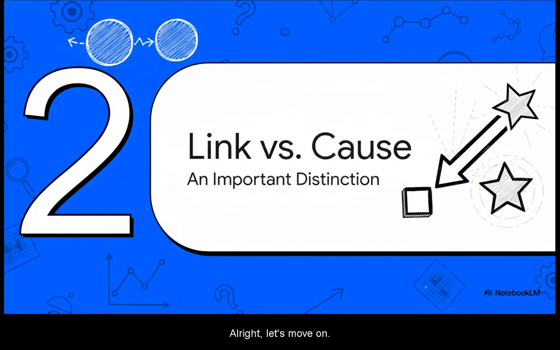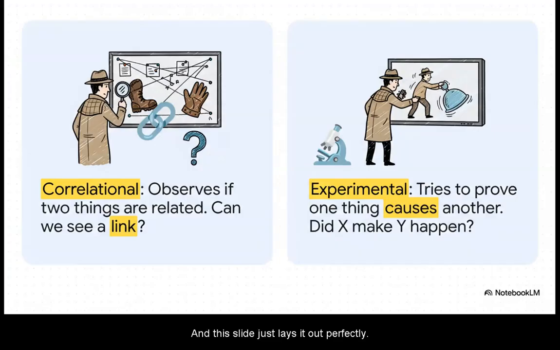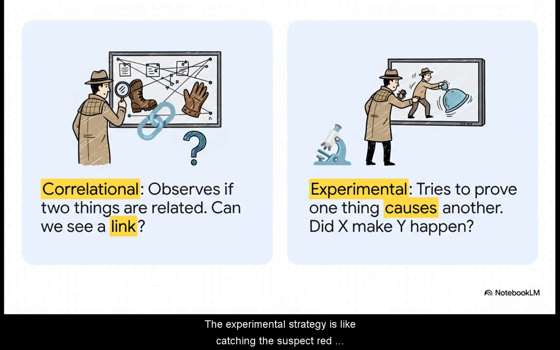All right, let's move on because this next idea might be the single most important thing to understand if you want to be a critical thinker about research. It's the massive Grand Canyon-sized difference between seeing 2 things happen together and proving one of them makes the other happen. And this slide just lays it out perfectly. On the left, you've got the correlational strategy. Think of it like a detective who notices that the same guy is always near the scene of the crime. Is it suspicious? Yeah, maybe, but it's not proof. On the right, the experimental strategy is like catching the suspect red-handed on video. It's designed to prove it.